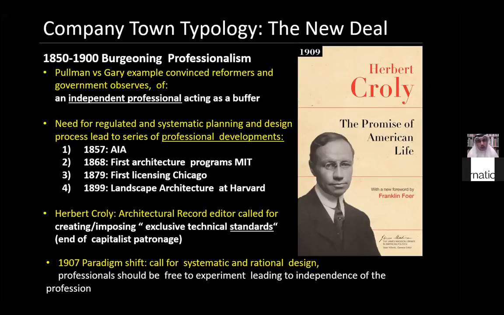In order to call for standards or technical expertise, you also need to teach these things, starting from the educational stage. And so in 1868, about 10 years after the formation of the AIA, the first architecture program was established at MIT. The first licensing of an architect took place in Chicago in 1897. And the first landscape architecture program was offered at Harvard in 1899. So by the end of the 19th century, design standards were already established to control the development of towns and urban spaces.